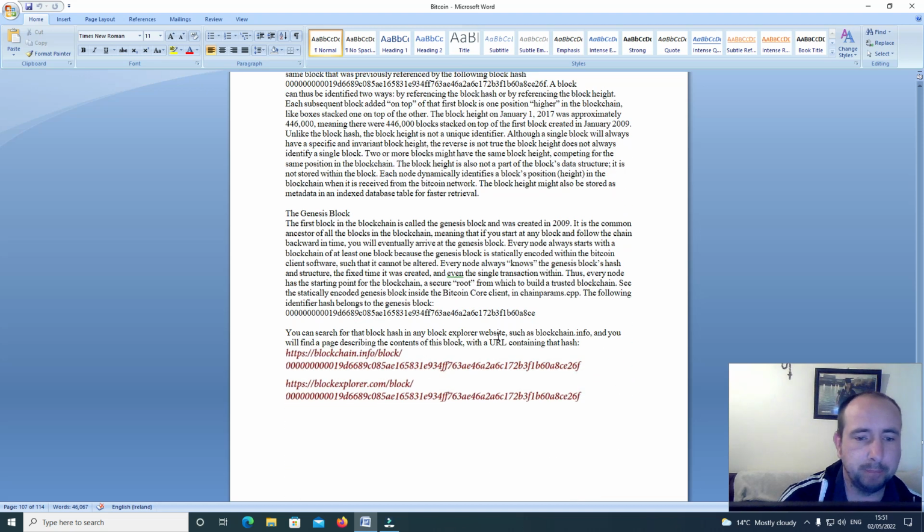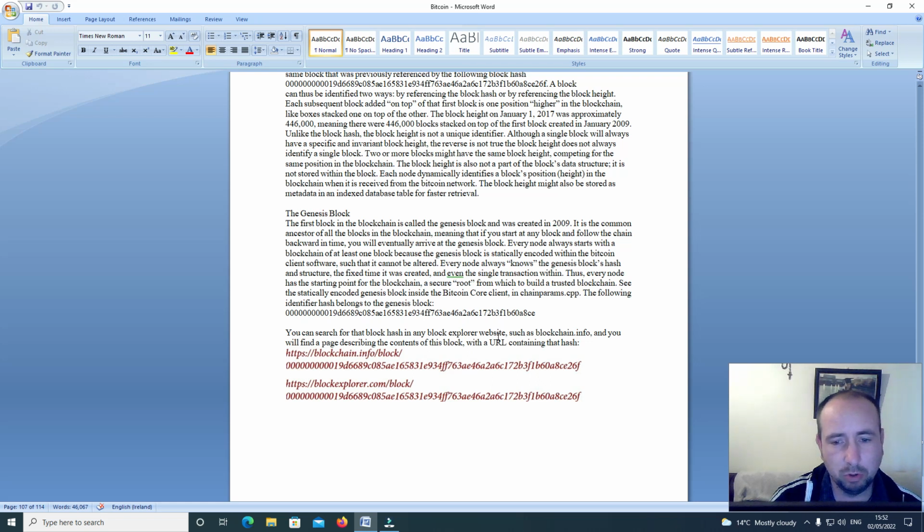The Genesis block. The first block in the blockchain is called the Genesis block and was created in 2009. It is the common ancestor of all blocks in the blockchain, meaning that if you start at any block and follow the chain backward in time, you will eventually arrive at the Genesis block. Every node always starts with a blockchain of at least one block because the Genesis block is statically encoded within the Bitcoin client software such that it cannot be altered.